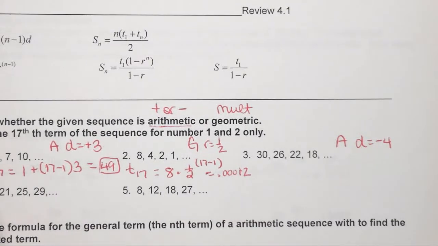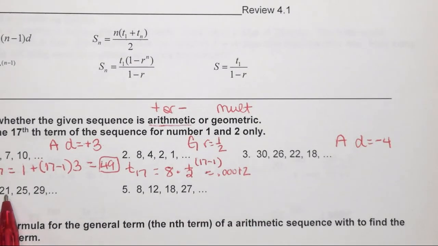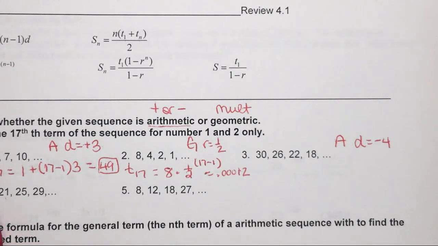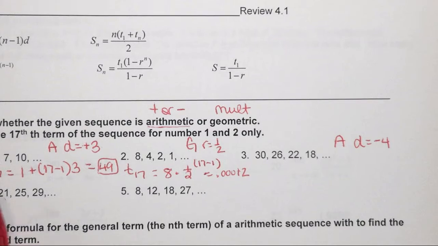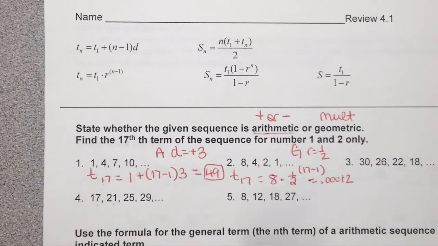On number 4, what am I doing to get from 17 to 21? Well, let's see. I could say I'm adding 4. 17 plus 4 is 21. 21 plus 4 is 25. So yeah, I'm adding 4.